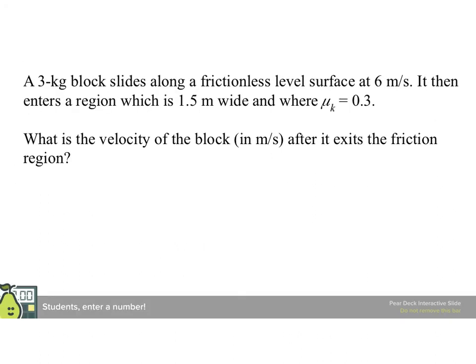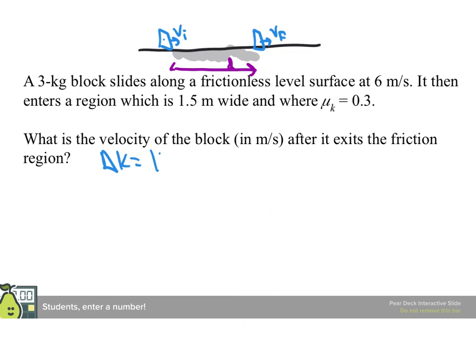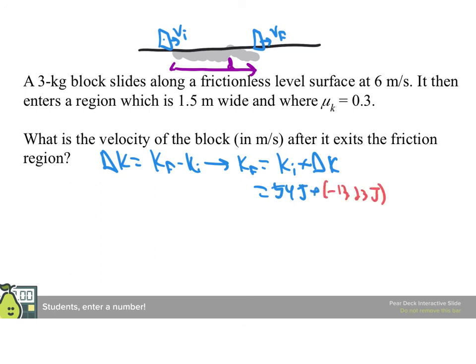Same setup again. What is the final velocity of the block after it exits the friction region? Well, delta K by definition is K final minus K initial. So K final is K initial plus delta K, or 54 joules plus negative 13.23 joules, which turns out to be 40.77 joules.